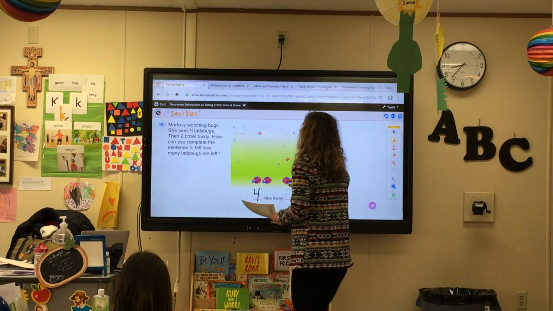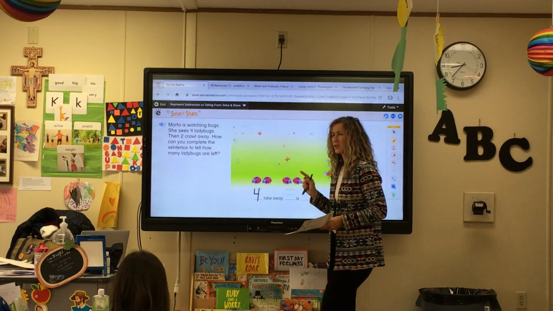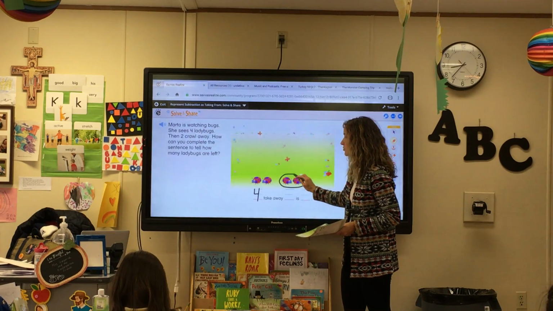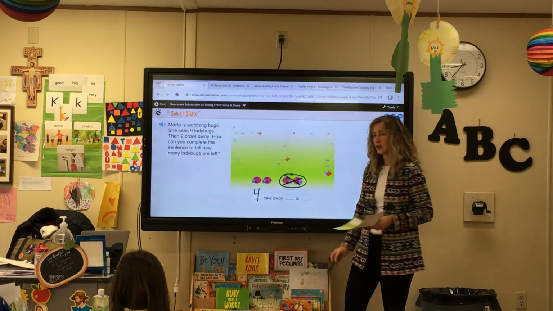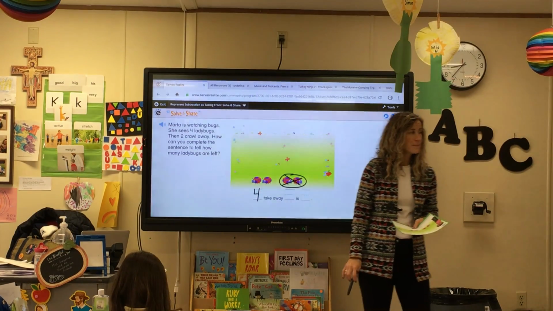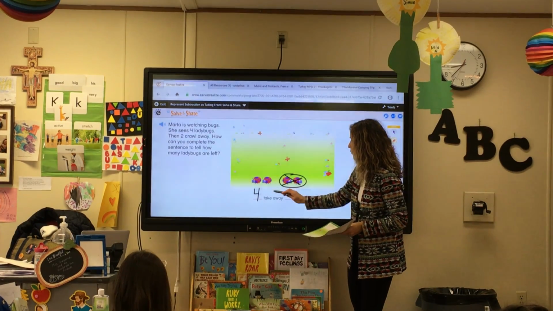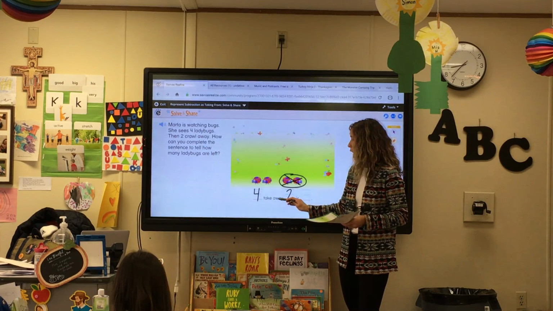So we have 4 bugs. How many bugs were crawling away, Poppy? 2. So here's the 2 that we're leaving. So if you guys can circle that for me, and can you put an X on them to show that they're crawling away? Circle them and put an X on them. So let's put that number right here. 4 take away 2. See those words, take away?